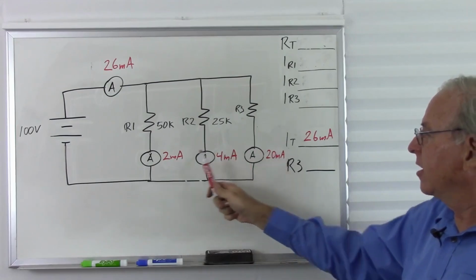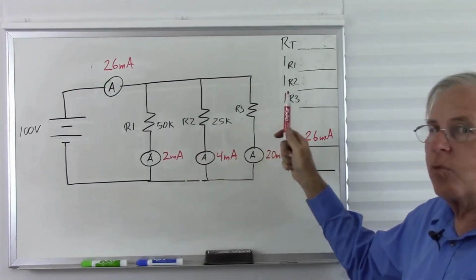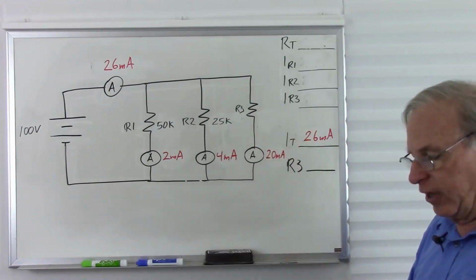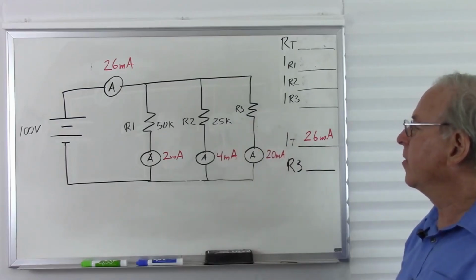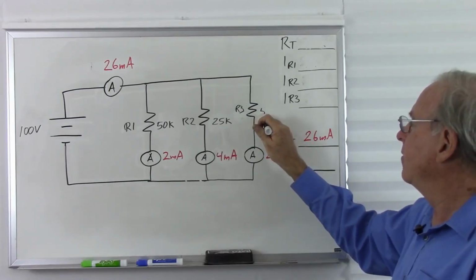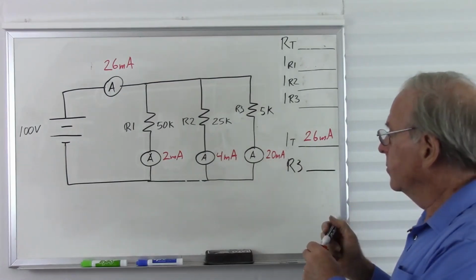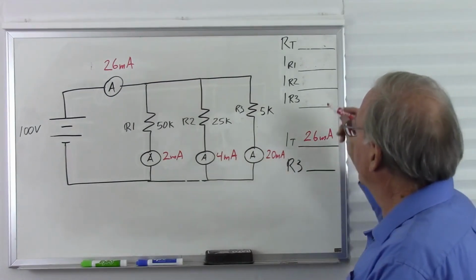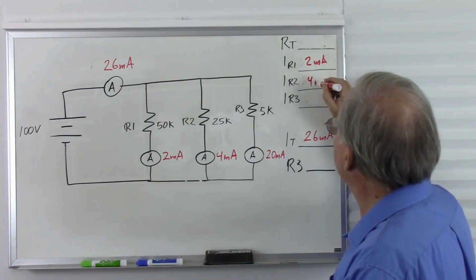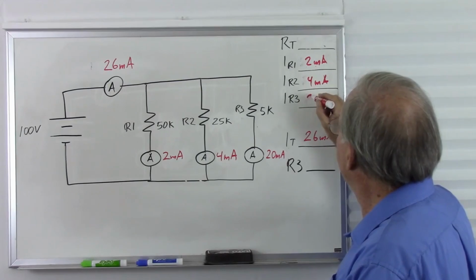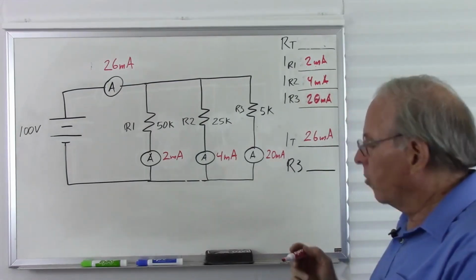R3 has 10 times the current of R1, therefore it must have 1/10 of the resistance. So 10 times the current must be 1/10 of the resistance, so it's got to be 5 K. So here's our currents: 2 milliamps, 4 milliamps, and 20 milliamps. What's the total resistance?